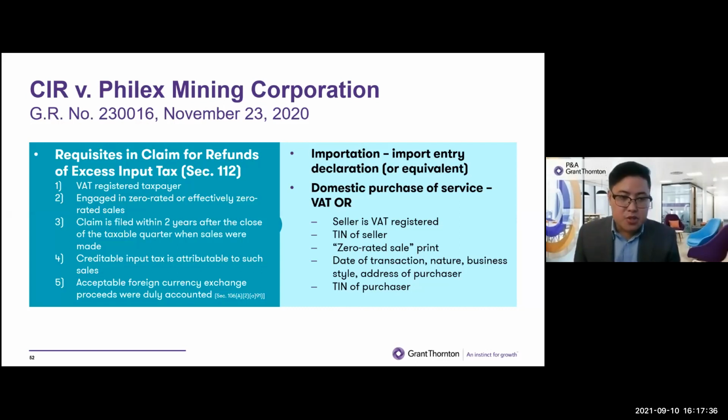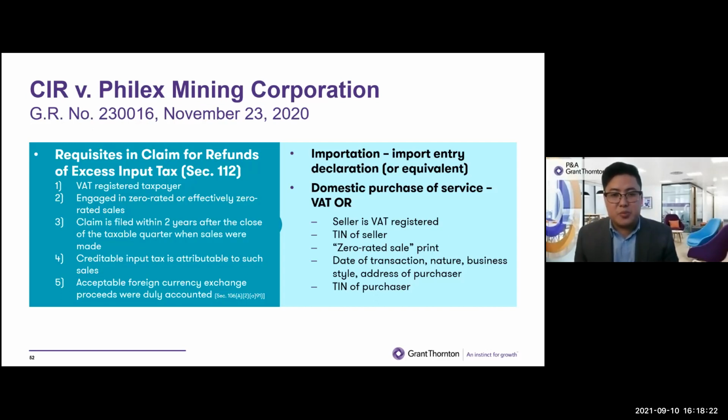The Supreme Court made it clear that for you to claim that refund, number one, you must be a VAT-registered taxpayer. Number two, you must be engaged in zero-rated or effectively zero-rated sale. Number three, the claim is filed within 2 years after the close of the taxable quarter when the sales were made. So we have to take note of that. Our tax compliance team should be well aware when the sales were made and when the claim for refund will have to be filed. Creditable input tax is attributable to such sales, and it's paid in acceptable foreign currency exchange, which is duly accounted for.